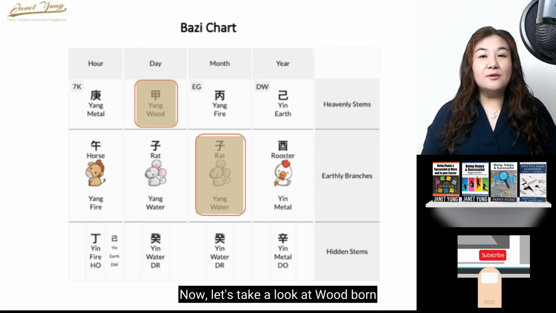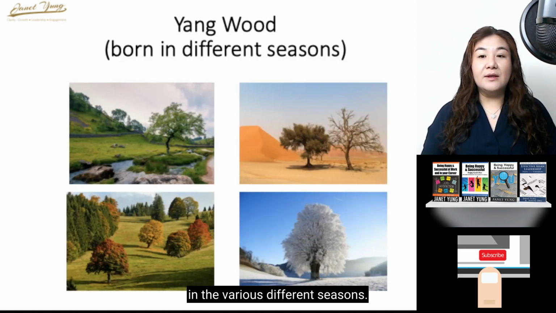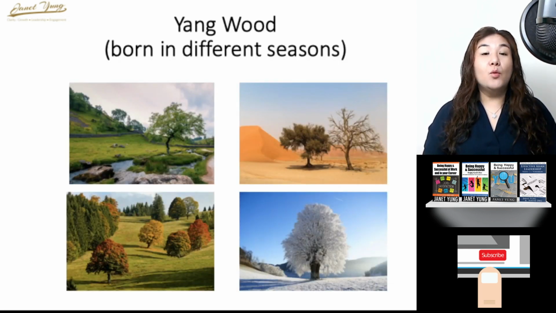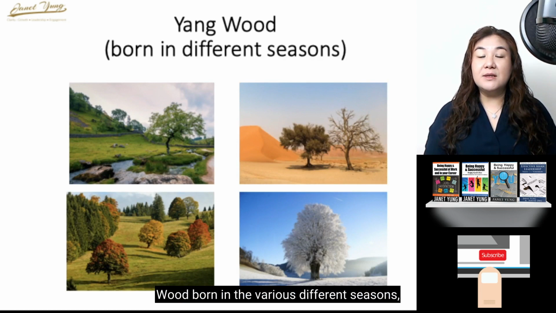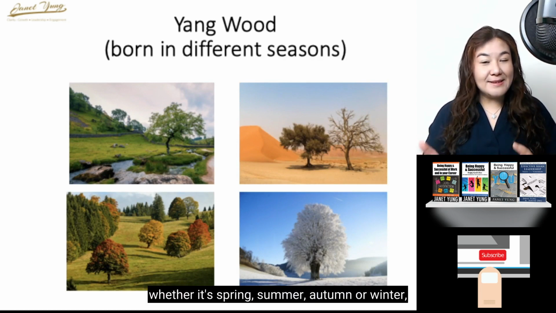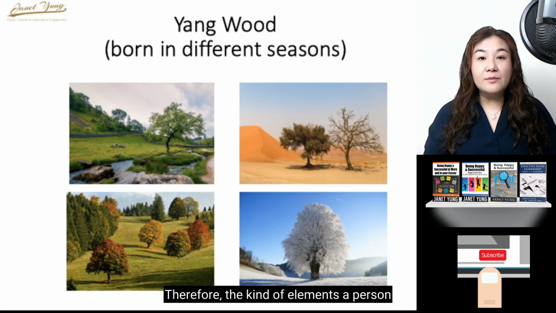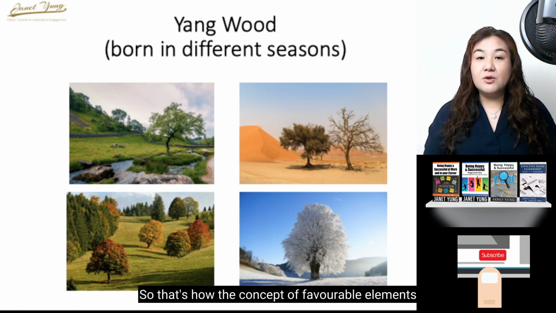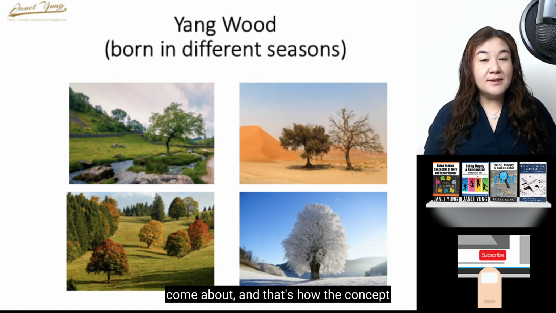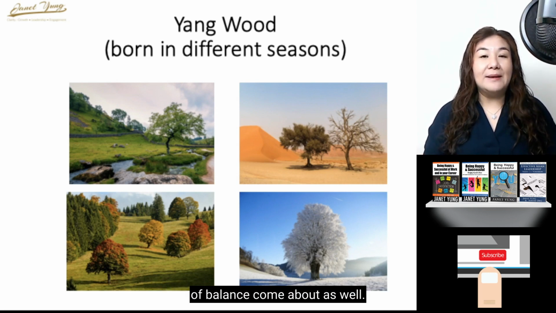Now, let's take a look at wood born in the various different seasons. Wood born in the various different seasons, whether it is spring, summer, autumn or winter, presents a different picture. Therefore, the kind of elements a person would require would actually be different. So that's how the concept of favorable elements comes about, and that's how the concept of balance comes about as well.